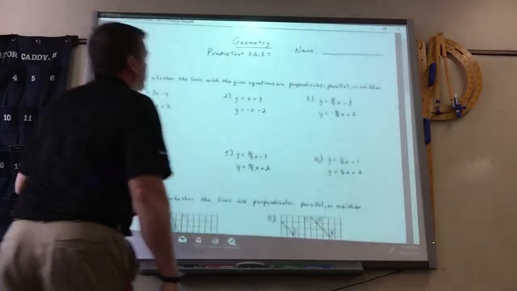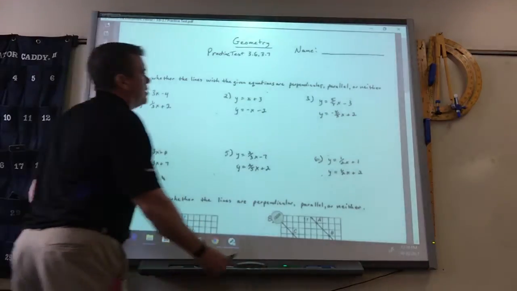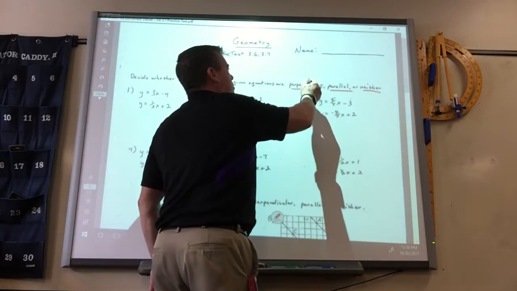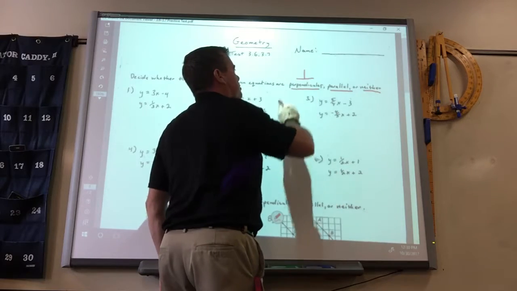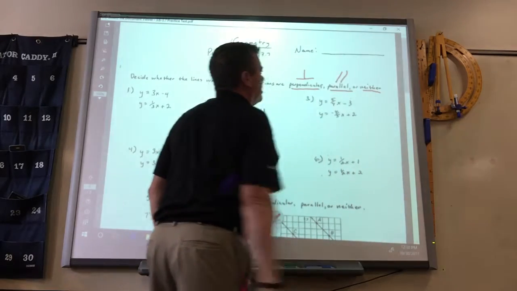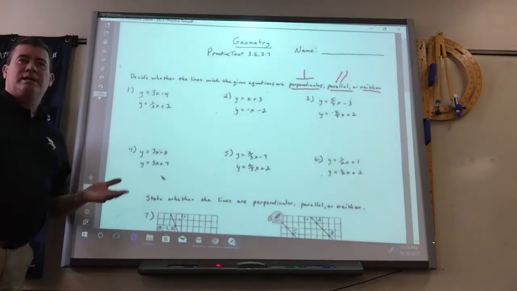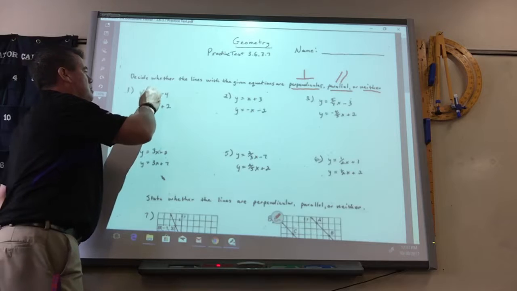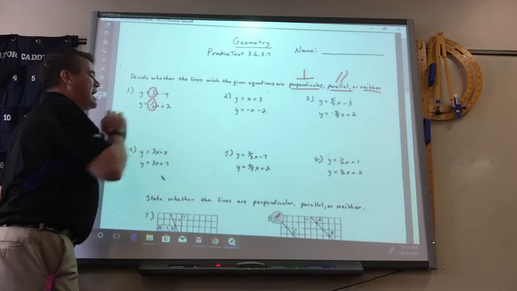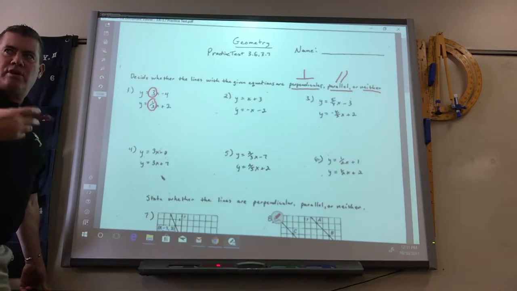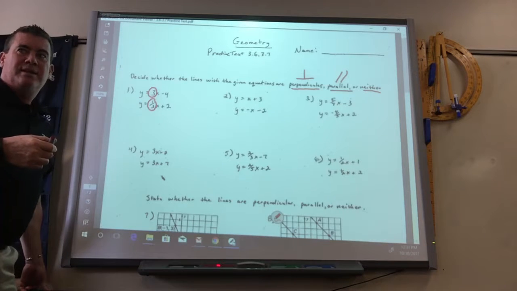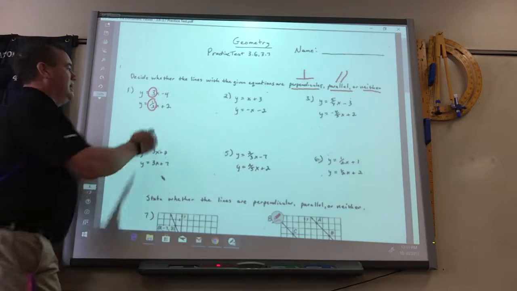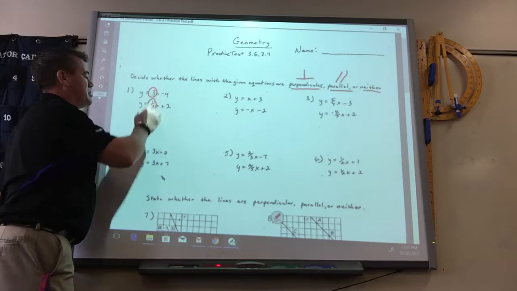So, first part, decide whether they are perpendicular, parallel, or neither. Remember, you don't have to write the word if you don't want. You can just put the perpendicular sign or the parallel sign. So, does everyone know what you got to look at to tell? The slopes. So, these slopes are not the same, so they're not parallel. They are reciprocals, but they're not negative. They got to be opposite signs, remember.